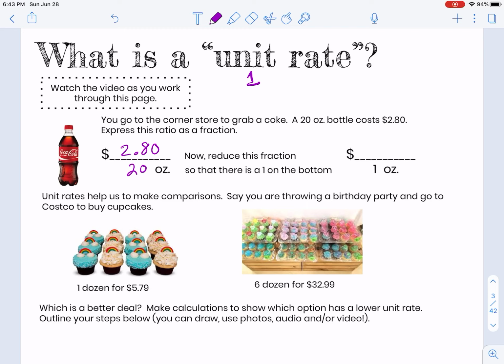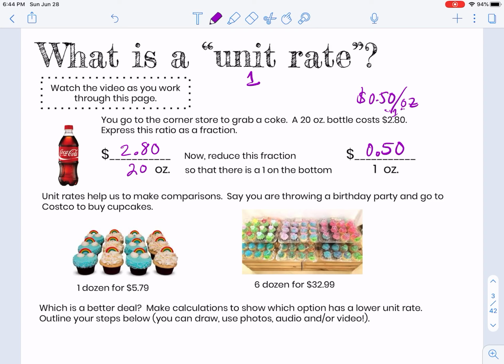Right? So if I do 2.80 divided by 20, then I get 0.050. I'll write it like that because it's money. Okay, so that would be 50 cents per ounce, okay, or per 1 ounce. Sometimes we might just write 50 cents per ounce, right? Sometimes the 1 gets left off, okay?